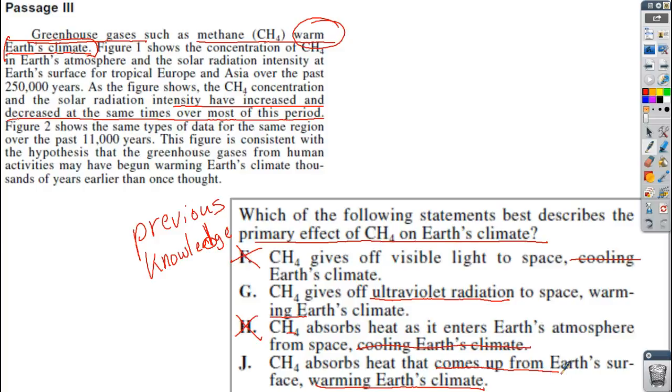Now, at this point, you've got a 50-50 shot. We've eliminated 2 bad answers. We can now guess if we need to. Hopefully, you don't need to guess, because we should know that the greenhouse effect does not do anything out of space. It keeps heat in. And so if CH4 is a greenhouse gas, it should be keeping heat in from Earth's surface, warming Earth's climate. So J is our best answer choice in that situation.